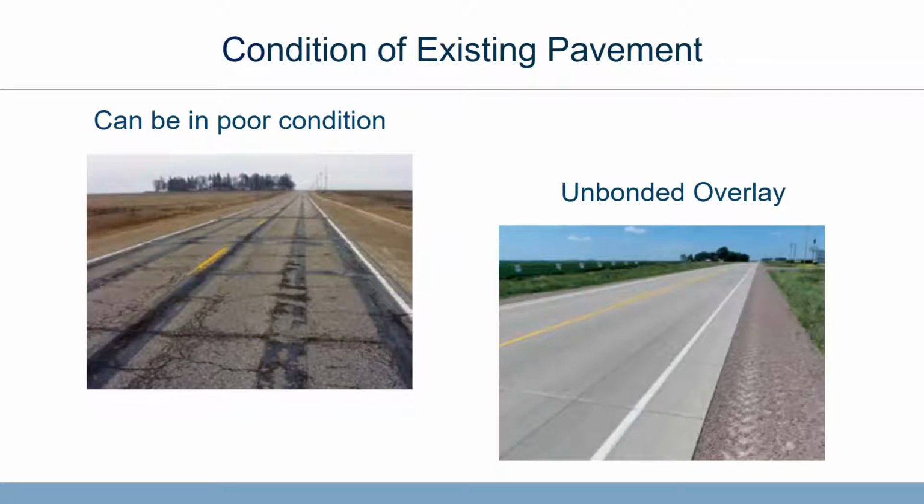Here you can see one of the pavements in the historical files that we overlaid some years ago. Certainly it can be in fairly poor condition on that asphalt pavement, and you can see in the right-hand lower corner the overlay after it had been serving for several years.